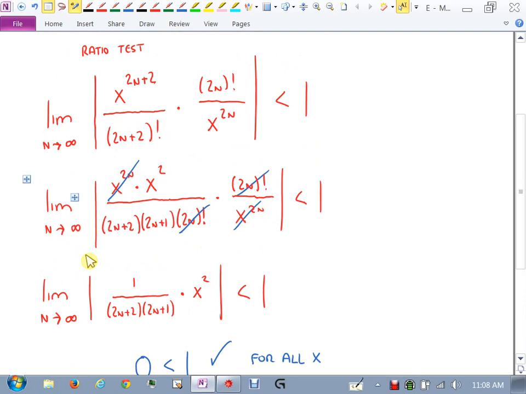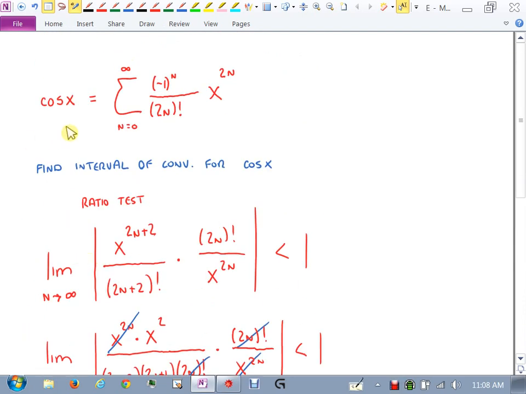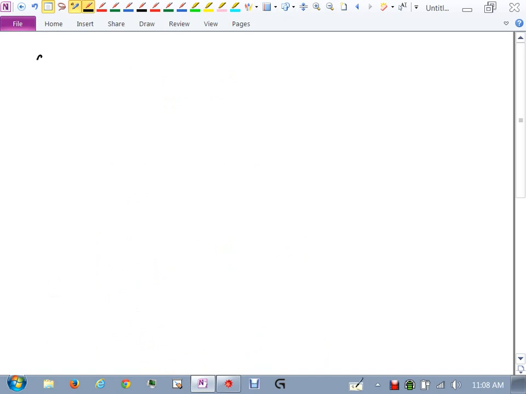Okay, so the next one I want to do, we did cosine, I'd like to do sine. I'll move a little quicker than I did last time, though. Let's find the Maclaurin series for f of x equals sine x.